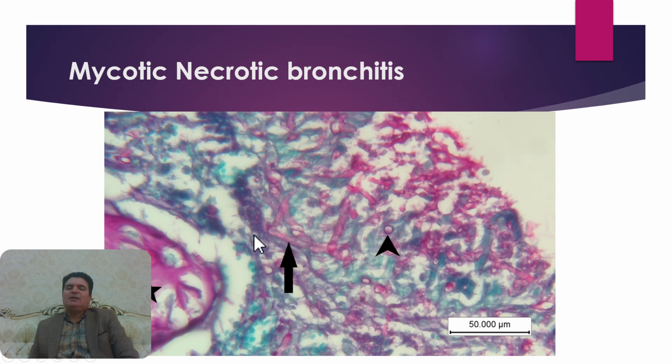In periodic acid Schiff staining, you can see the hyphae red. In longitudinal section, and the transverse section of the hyphae is like a circle. There are numerous sections of hyphae. In this part you can see the cartilage of the bronchus.